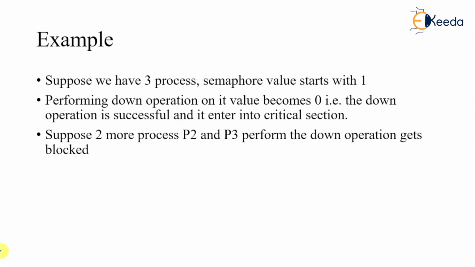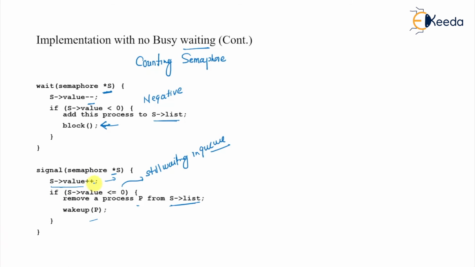Here is a simple example: if you have 3 processes and the semaphore starts with value 1, performing the down operation, it will become 0 for P1, let's say, and the down operation is successful and it enters the critical section. Suppose two more processes, P2 and P3, perform the down operation and they get blocked. Upon signaling, I increment the semaphore value, and if I see one of the processes in the list, I wake it up and put it into the ready queue.